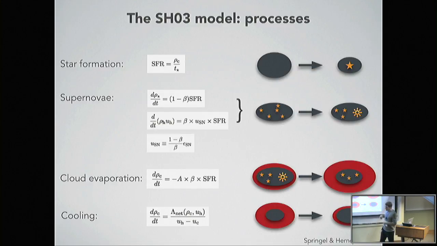Don't worry about any of these equations. The point is that, amazingly, you can solve the system in equilibrium exactly. And so you get, just from an input density, a star formation rate, a supernova rate, an effective equation of state, a temperature, you get it all. It's kind of like magic. And it actually does pretty well.